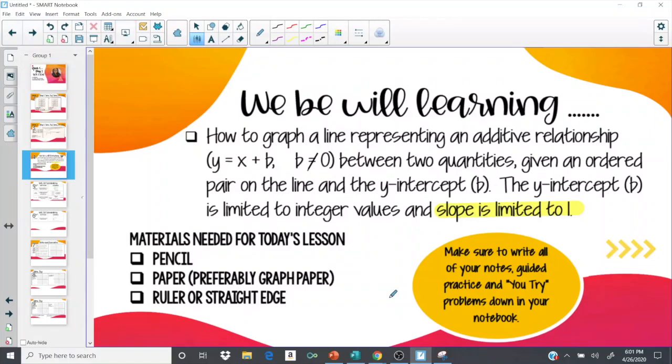Materials needed for today's lesson: you need a pencil, paper, preferably graph paper because we will be graphing, and a ruler or a straight edge. Make sure to write all of your notes, guided practice, and your you-try problems down in your notebook. If you have access to a printer, you can print out slides 7, 8, and 9 and use those to follow along with the video.